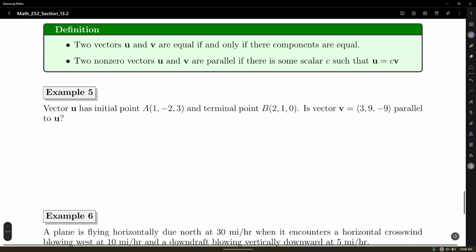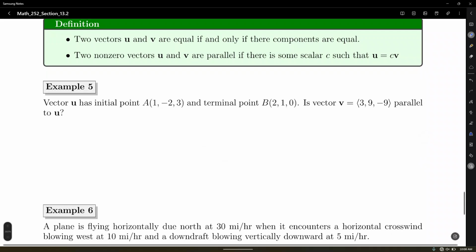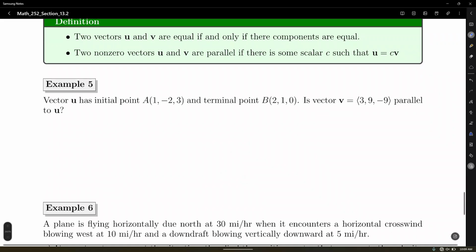So two vectors U and V are equal if their components are equal, and two vectors are parallel if there's some scalar, if they're multiples of one another. So this is the same idea as with vectors in 2D.